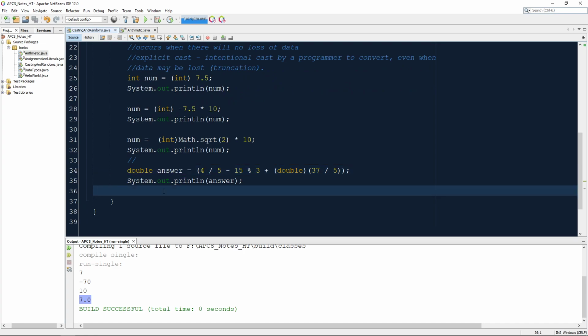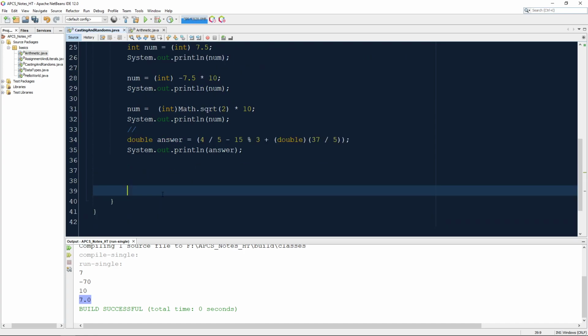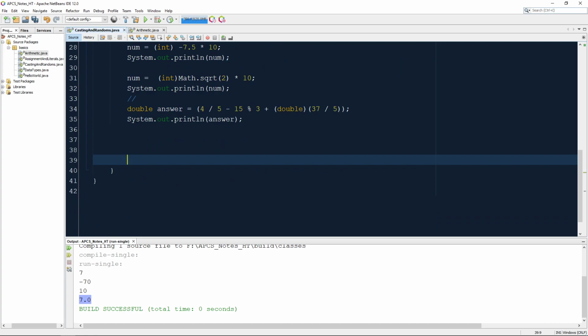Okay, so I'm going to move on to the new topic, random numbers. And random numbers are very important, and casting does play a role when it comes to getting whole random numbers. But we're going to start off simple.